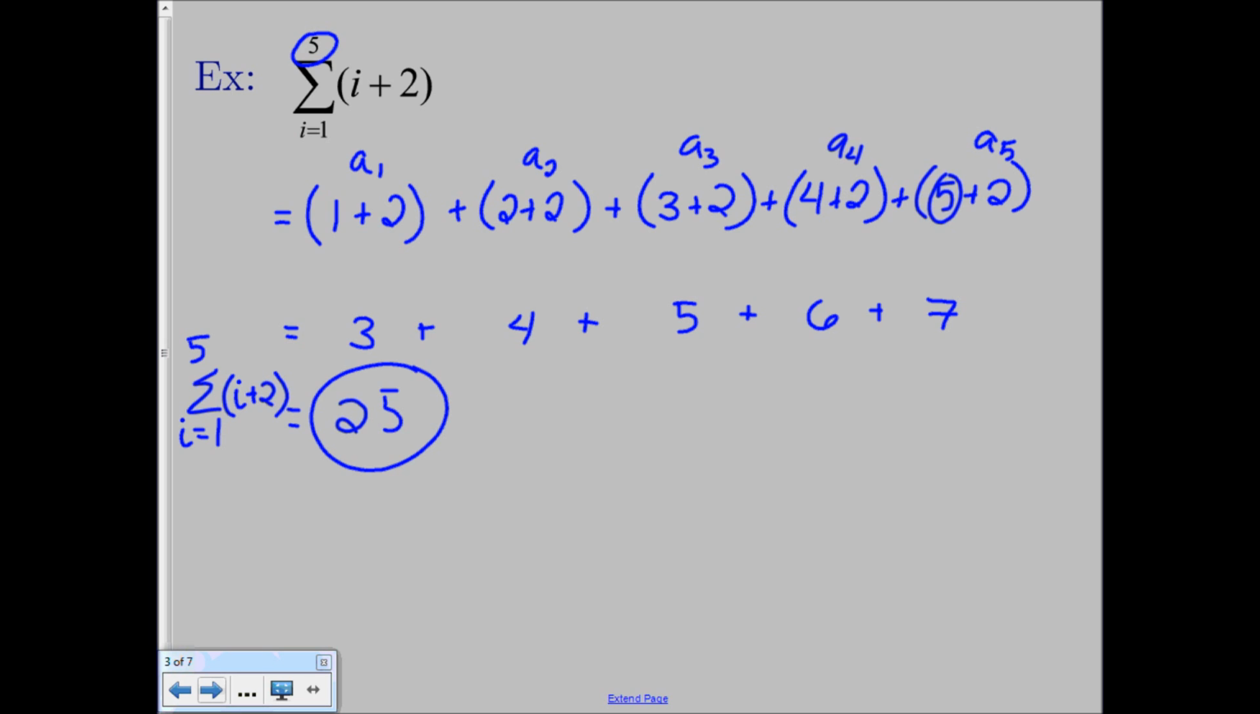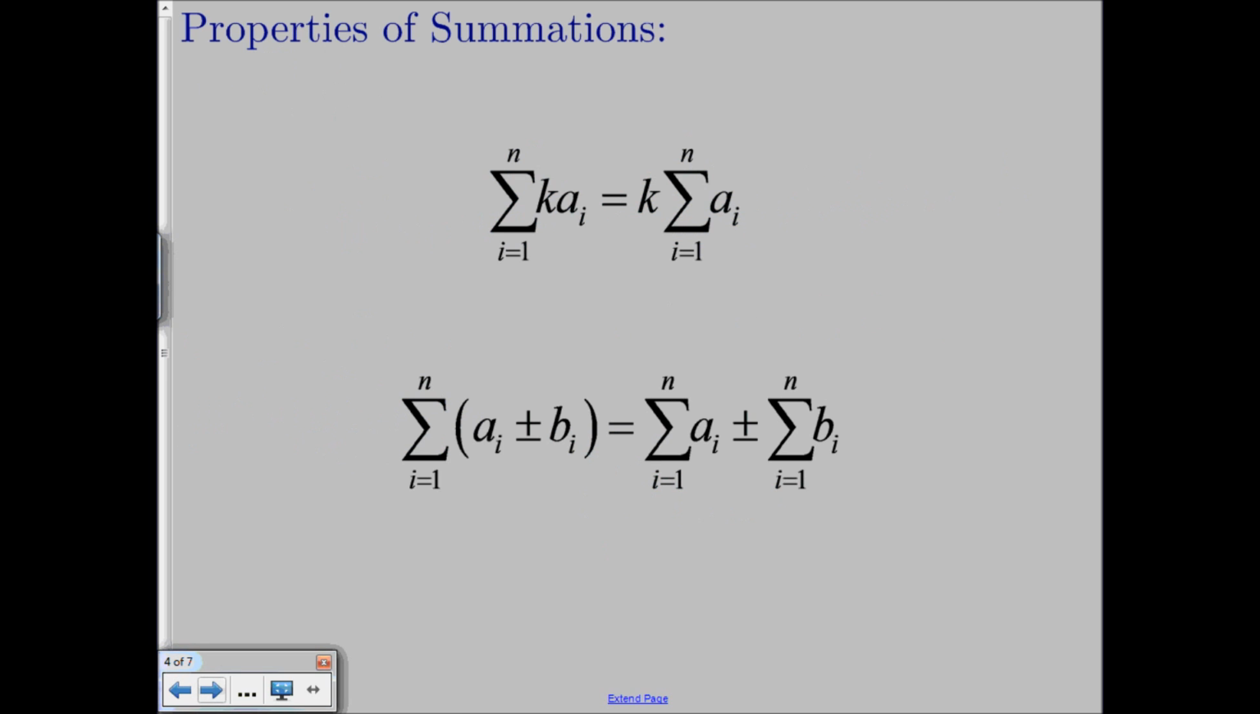But what if you were doing something like i going from 1 to 100 of i plus 2? That's a lot more. You'd have to find 100 terms and then add them together, which you could do, but it would take a lot of time and there's a lot of room for error there. So what we're going to learn about now is different formulas that we can use so we don't have to find every single term. Before we learn the rules for summations, we have to know their properties.